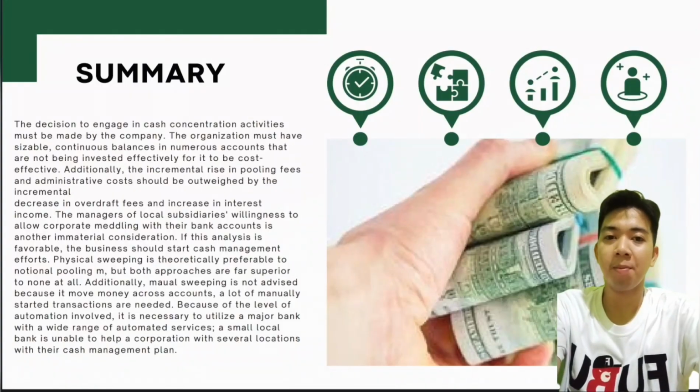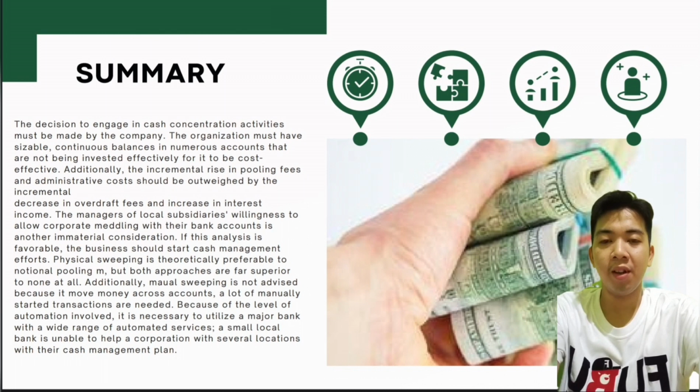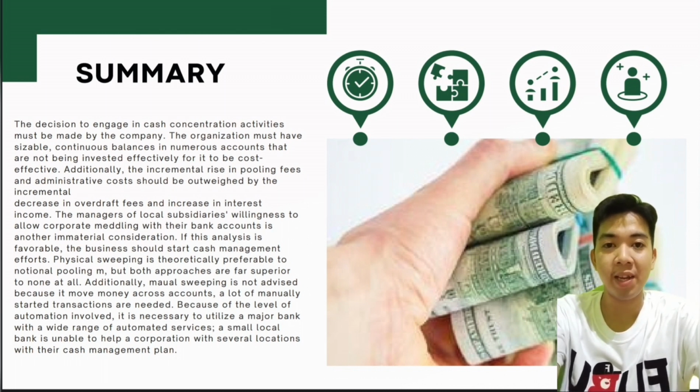To sum up the topics discussed by the members, let me discuss the summary of our report. The decision to engage in cash concentration activities must be made by the company. The organization must have sizable continuous balances in numerous accounts that are not being invested effectively for it to be cost effective. Additionally, the incremental rise in pooling fees and administrative costs should be outweighed by the incremental decrease in overdraft fees and increase in interest income.